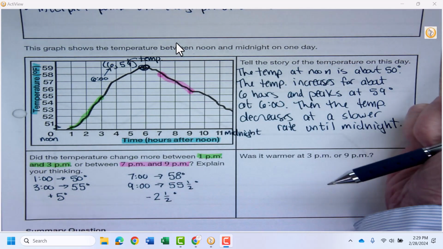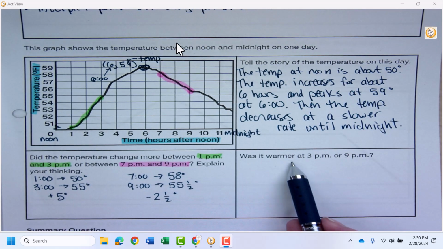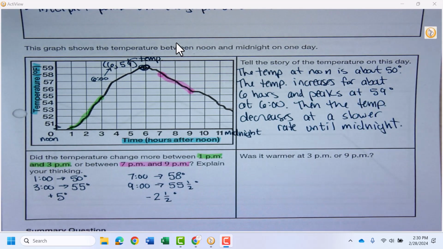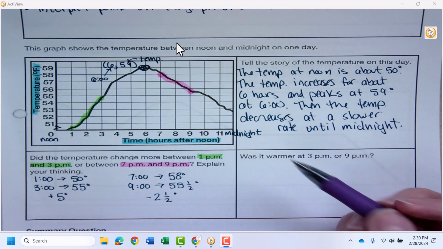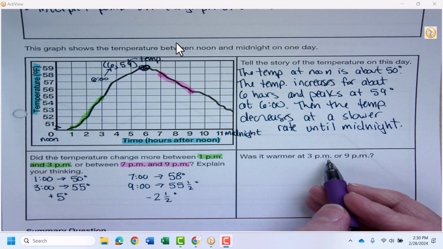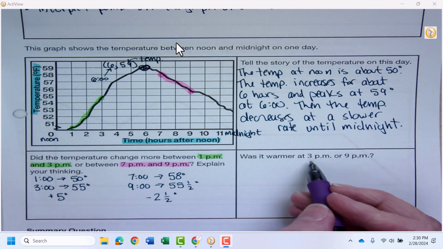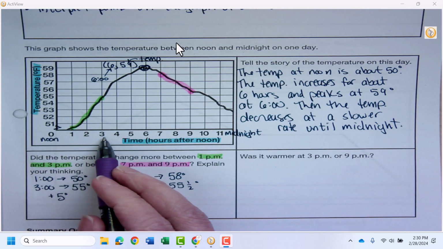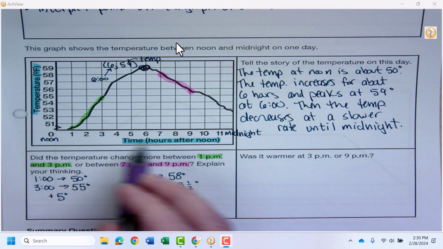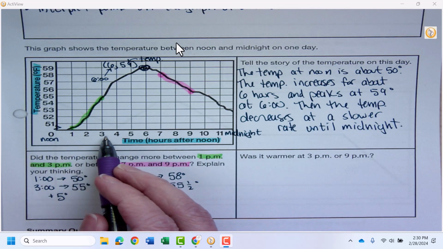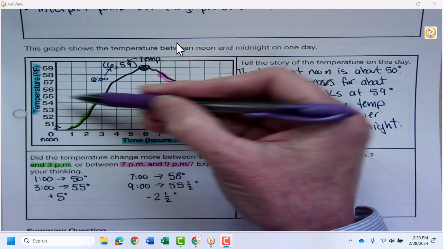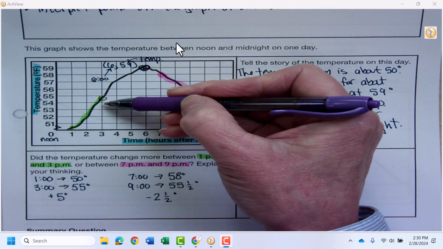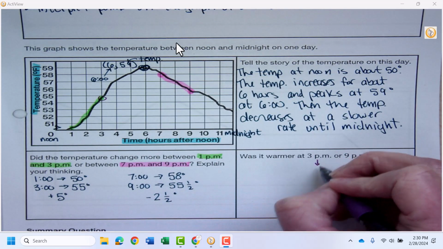Let's move on to another question. Was it warmer at 3 o'clock or at 9 o'clock? Let's get some different pens here. At 3 o'clock or at 9 o'clock? Well, let's go and see what the temperature was at each of those times. So 3 p.m., I'm going to come along this axis again. This is the hours afternoon. So 1 o'clock, 2 o'clock, 3 o'clock. So that's between 54 and 55 degrees. So I'm going to say 54.5 degrees at 3 o'clock.